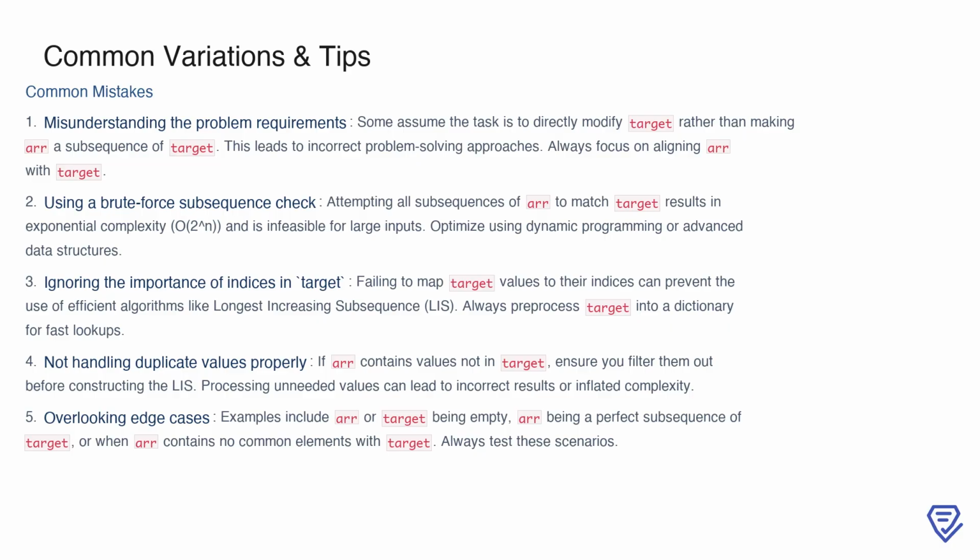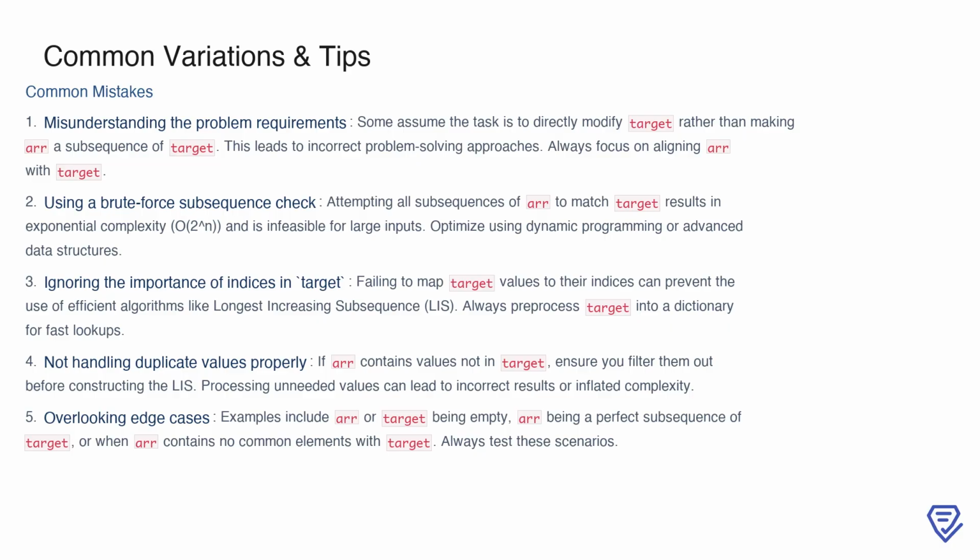Another common mistake is attempting a brute force subsequence check. Generating all possible subsequences of ARR leads to exponential time complexity, which is infeasible for larger inputs. Instead, you should aim for optimized solutions like dynamic programming or advanced data structures.